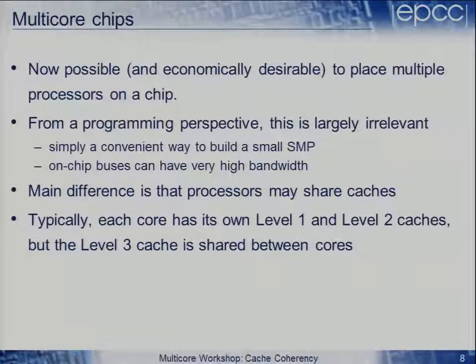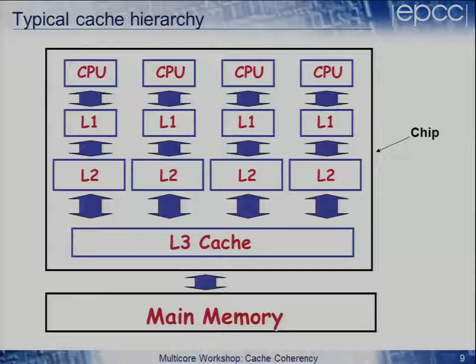The main difference is that now processors can share caches because their cores are put on the same piece of silicon. And what typically happens is each core has its own level 1 and level 2 cache, but level 3 cache is shared. That's a standard sort of model. So this is a very naive view of what it might look like. Okay, so now I'm going to talk about cache coherency.